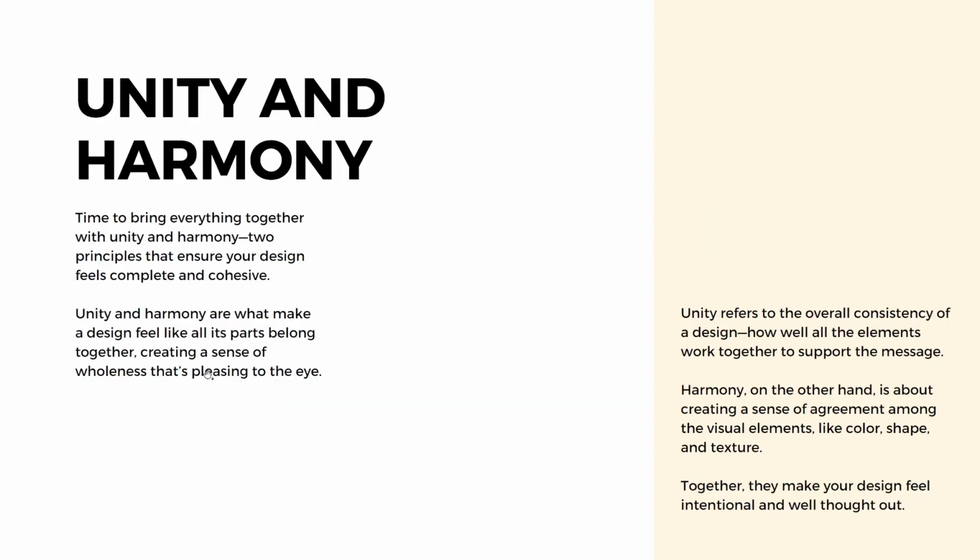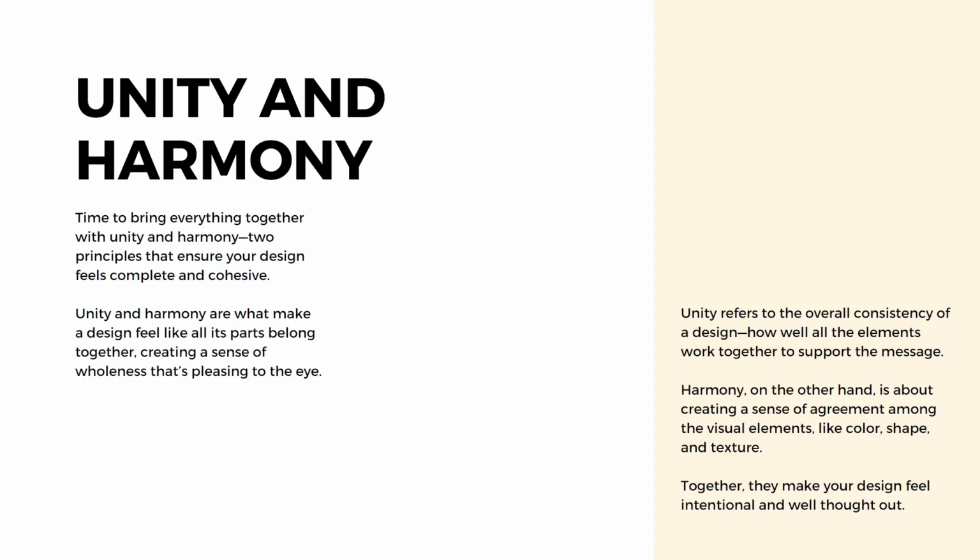Unity and harmony. This is where we bring everything together. This is taking all those elements and all those principles, and making sure everything feels complete and cohesive. Unity and harmony are what make a design feel like all of its parts belong together. It creates a sense of wholeness that is pleasing to the eye, and it communicates what it needs to communicate to the viewer. Unity is the overall consistency of a design, how well all the elements work together to support the message you're trying to convey. Harmony, on the other hand, is about making a sense of agreement among all the visual elements.